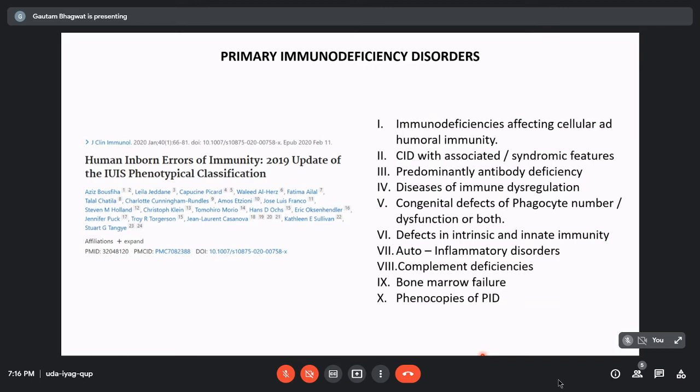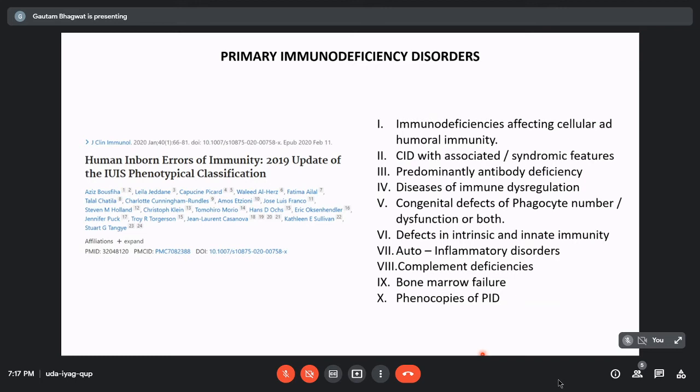In 2019, the International Union of Immunological Societies came up with this phenotypical classification of the PIDs, or primary immunodeficiency disorders, in which they categorized them into 10 different classes. First was immunodeficiencies affecting cellular and humoral immunity, then combined immunodeficiencies associated with syndromes, then antibody deficiency, immune dysregulation, defects of phagocyte number or function or both, defects in intrinsic and innate immunity, autoinflammatory disorders, complement deficiencies, bone marrow failure, and phenocopies of PID.